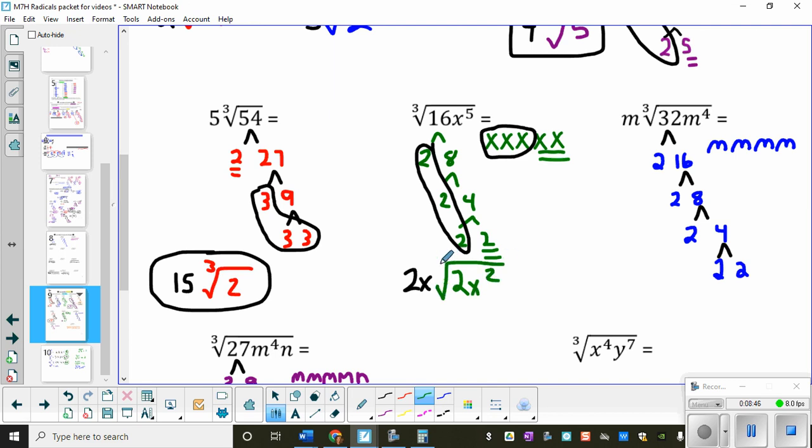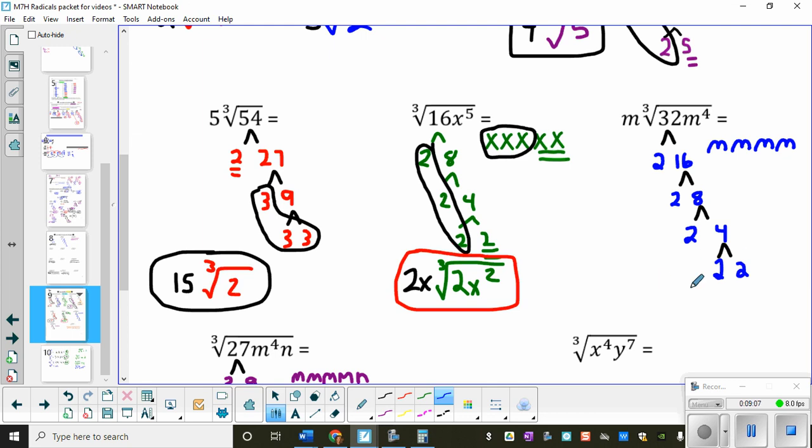All right. So we have 2x times the cube root of 2x squared. And again, this 2 came out, this x came out, and then I left a 2 and my x squared inside, and then that's just the little 3 for the cube root. Okay, so I'll box that in red so it stands out.